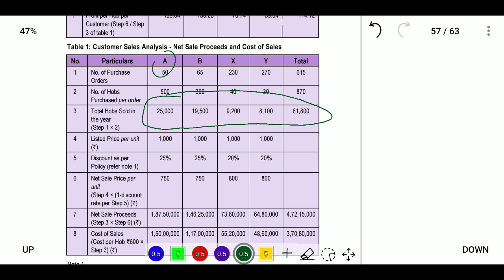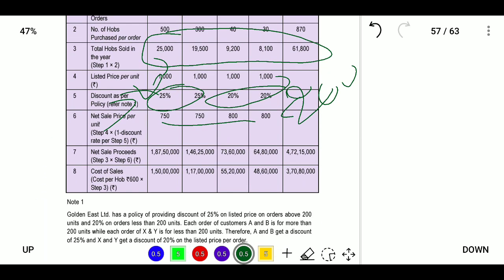From sale we have discounts. 2% is 25%, 2% is 20%. Why 25%? Why 20%? Because their quantity was less than 200, and their quantity was more than 200 quantities. Then we will get the net sale proceeds price. Net proceeds will be 750 into 25,000.